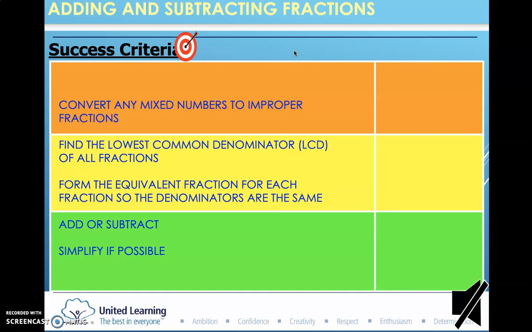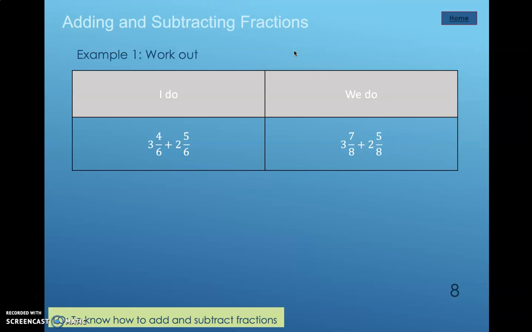So the success criteria for this lesson, we must be able to turn fractions from mixed numbers into improper fractions. We must be able to find the lowest common denominator when our denominators aren't the same. And then, once we've done that, we just add or subtract, remembering to keep an eye on the symbol before each fraction. So let's have a look at our first one.